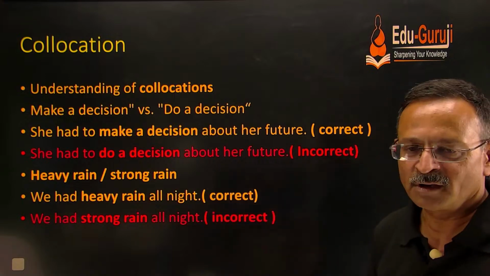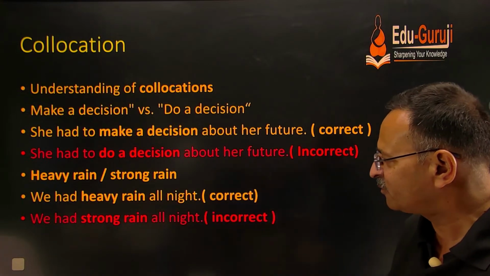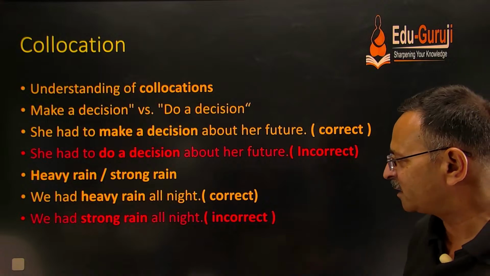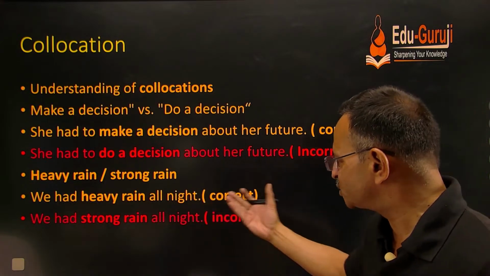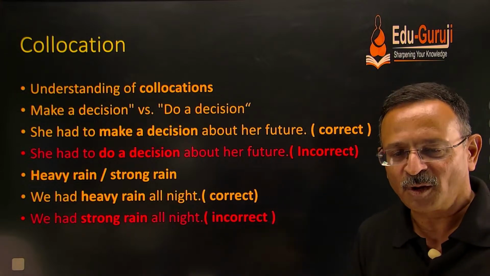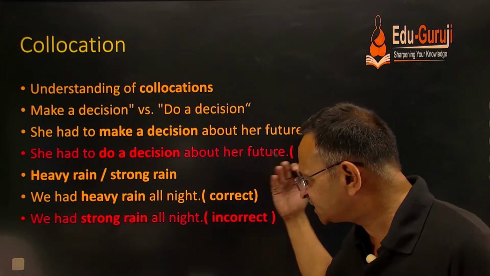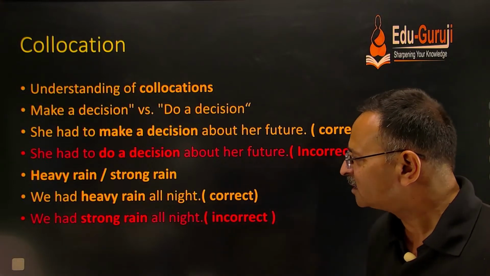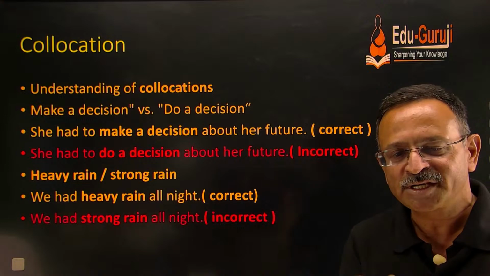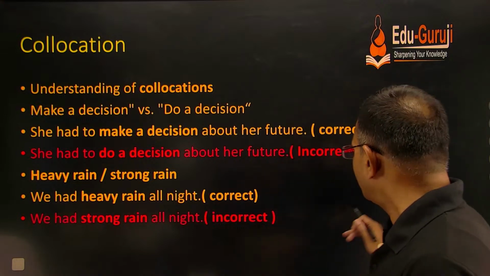Again, we have one more example, that of heavy rain or strong rain. There is nothing wrong with strong rain. Even if we had a strong rain, there is no problem. But still, as a collocation, we always use heavy rain. So this is how collocation works here.